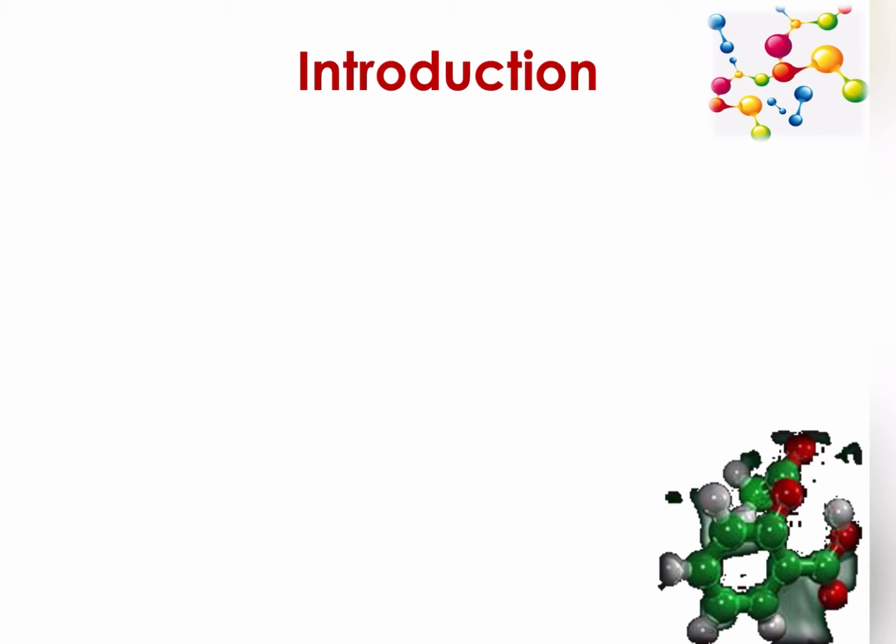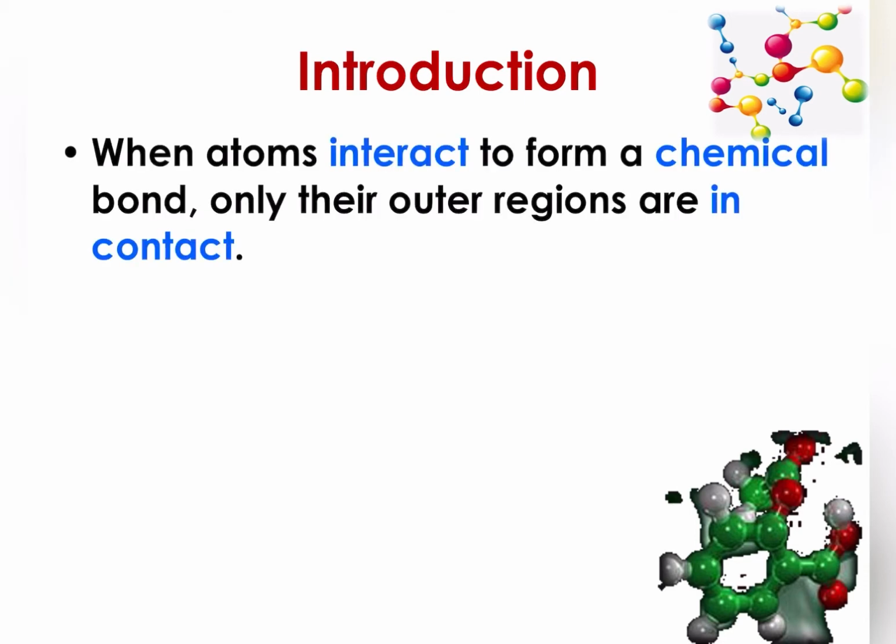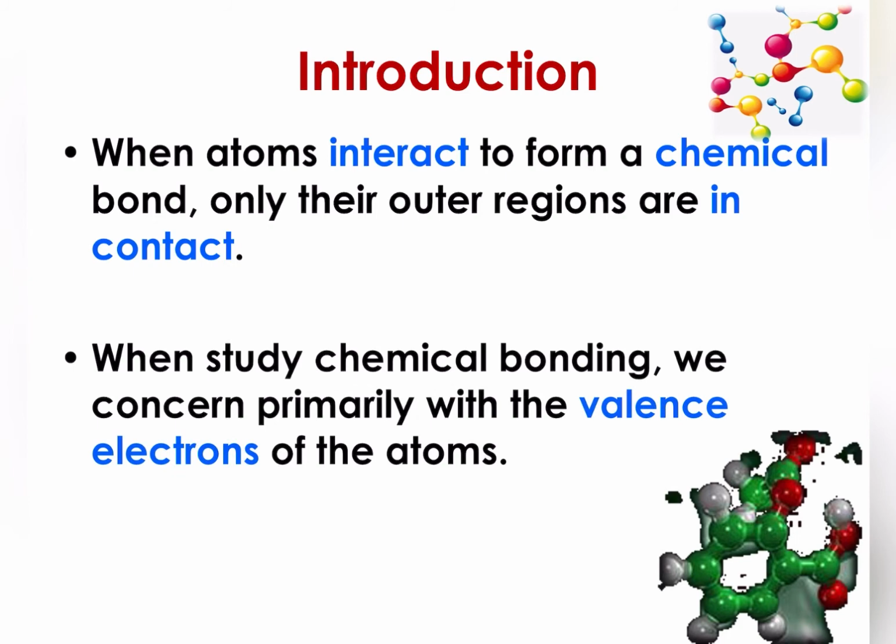Chemical bonding only happens when atoms interact to form a chemical bond, with only their outer regions in contact. Which means that we are going to focus on the valence electrons of those atoms.